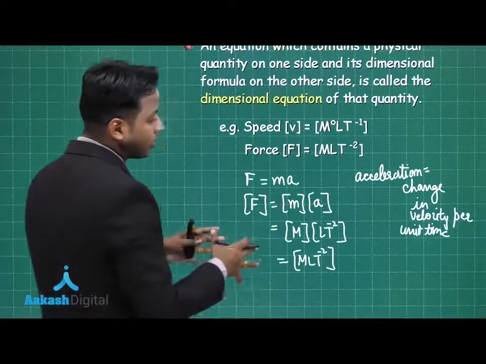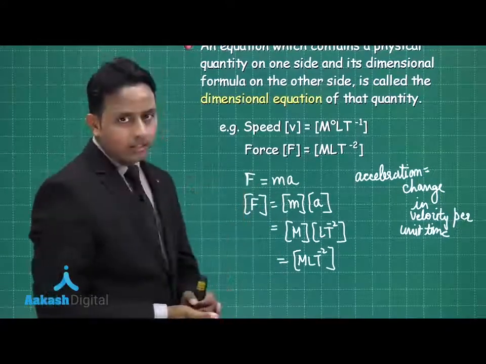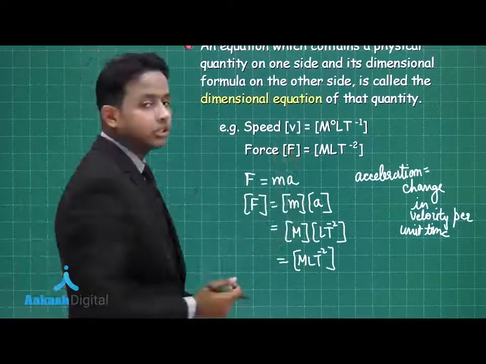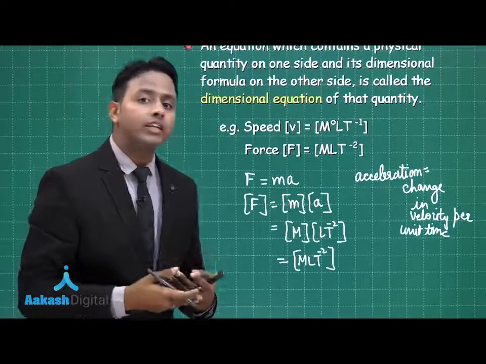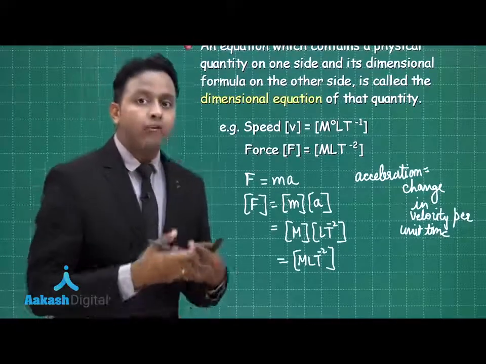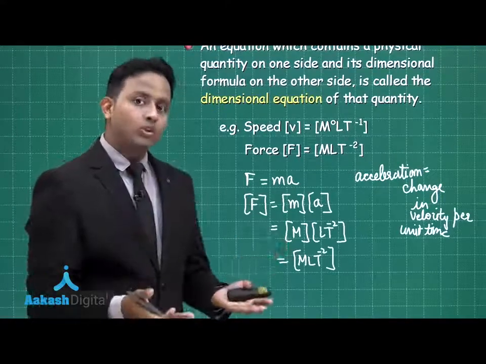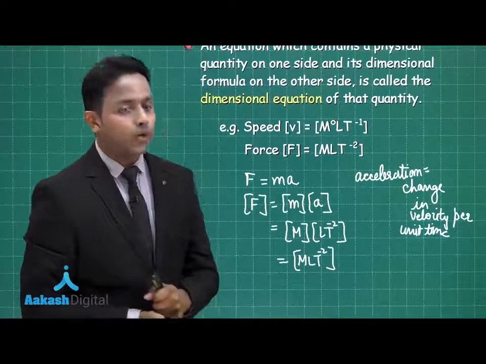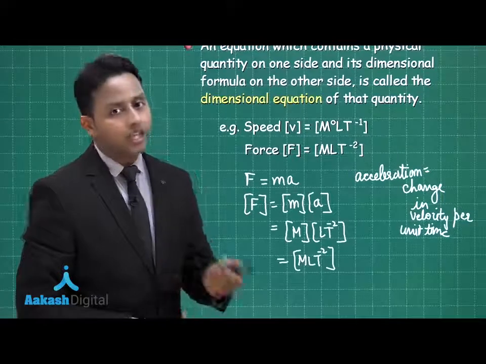Now the most important thing that I have done over here: the dimensions of force can be calculated by multiplying the dimension of mass and the acceleration. So this is a very important thing to understand whenever you are finding the dimensions of a quantity which depends on the product and division of two different physical quantities. So the same mathematical operation can be applied to the dimensions as well. So that's how the dimension of any physical quantities can be calculated.